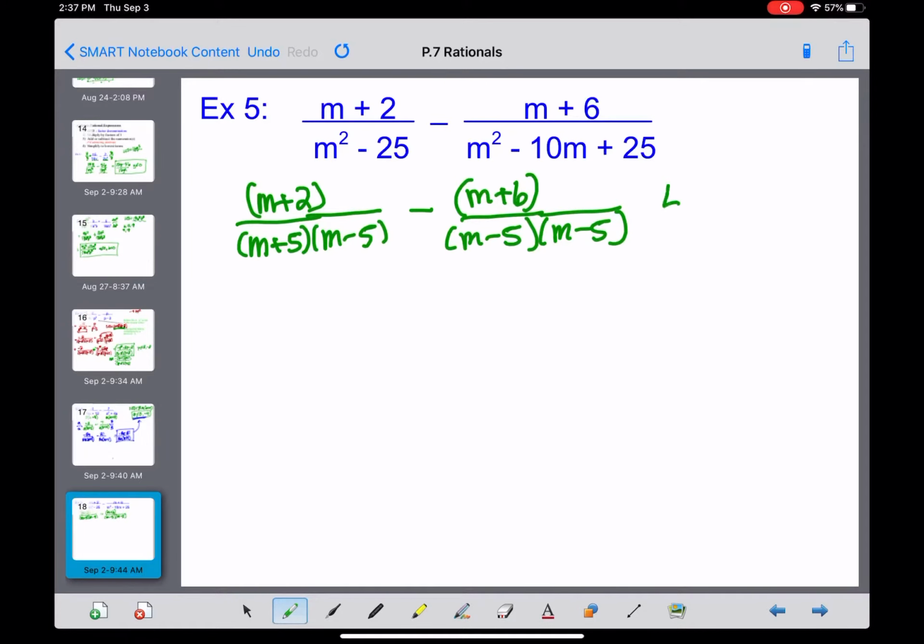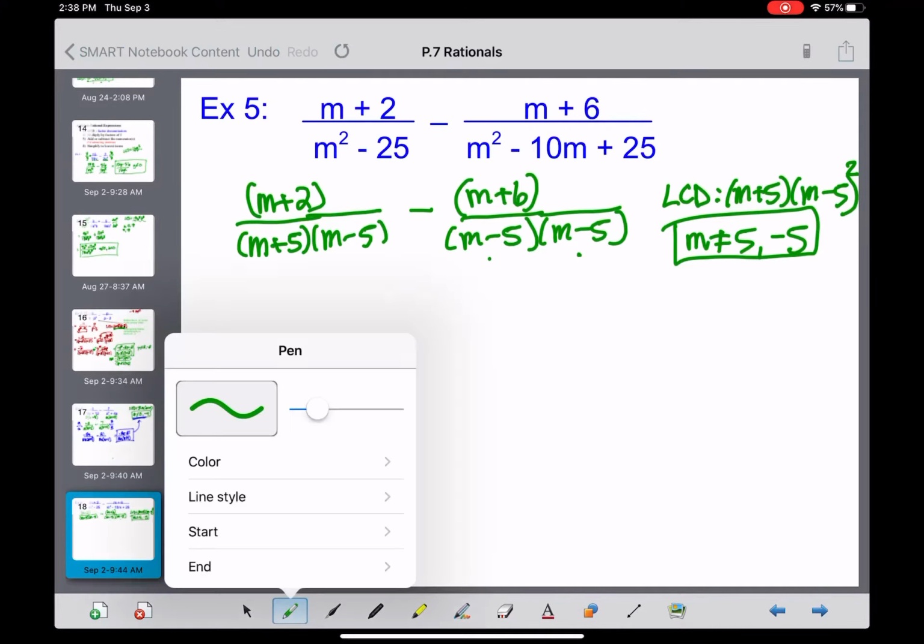Okay, so now my LCD. I need an m plus 5. I need an m minus 5. And I actually need 2 of those because over here I have 2. So I need 2 in my LCD. And I kind of ran out of room there, so I just write a squared. So m cannot equal 5 or negative 5. That's my disclaimer.